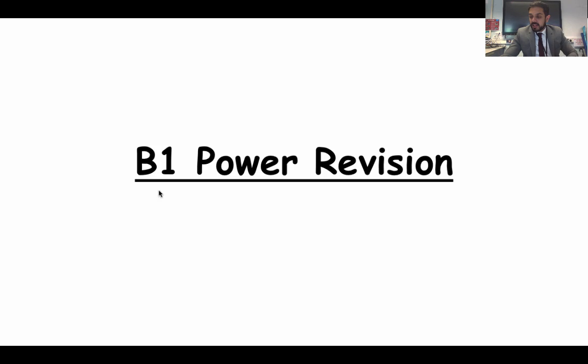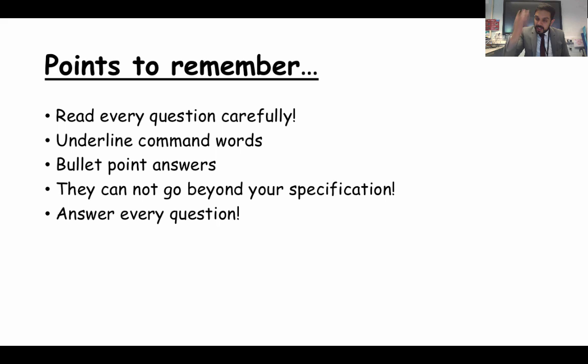Okay, your B1 exam is very, very close. Time for some last minute power revision. Okay, a couple of hints and tips. Read every question carefully, obviously, underline command words. You can bullet point answers.